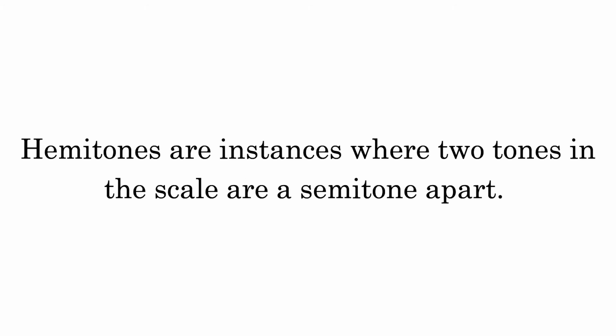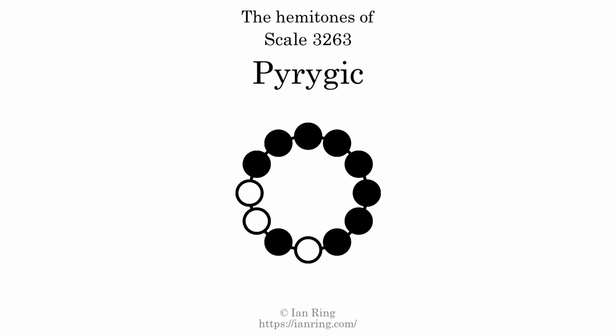Hemitones are instances where two tones in the scale are a semitone apart. This scale has 7 hemitones. They are at positions here, here, here, here, here, here, and here.